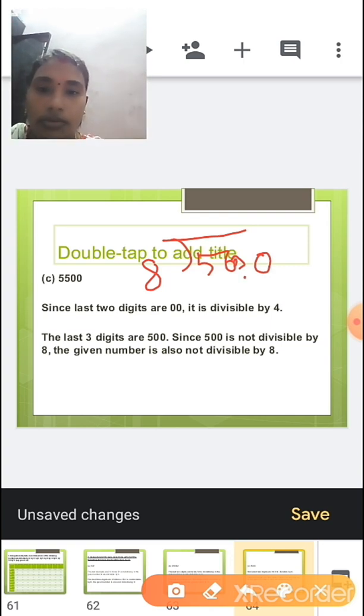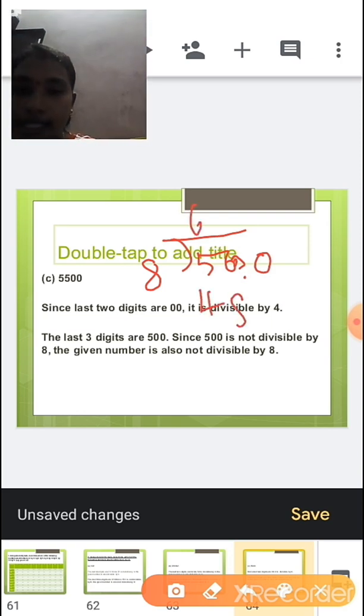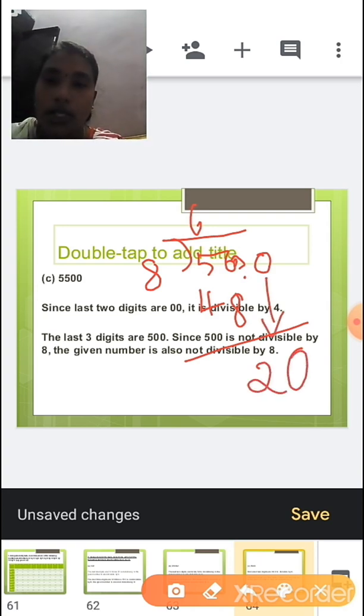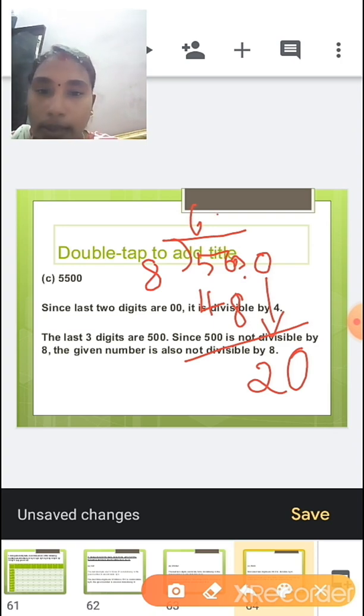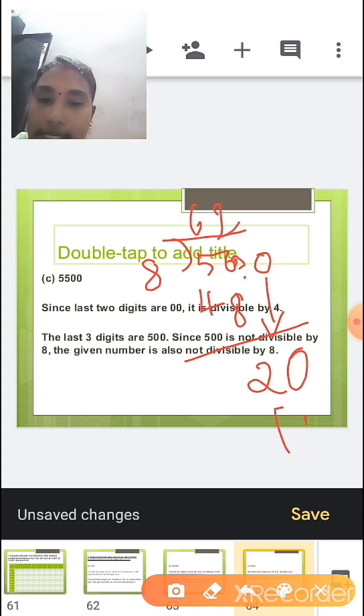8 5s are 40, 8 6s are 48. So 8 6s are 48. So 50 minus 48 will give you 2 and bring down the 0. So how many times will 8 go in 20? It will go 2 times. 8 2s are 16. So you get 4 as a remainder.